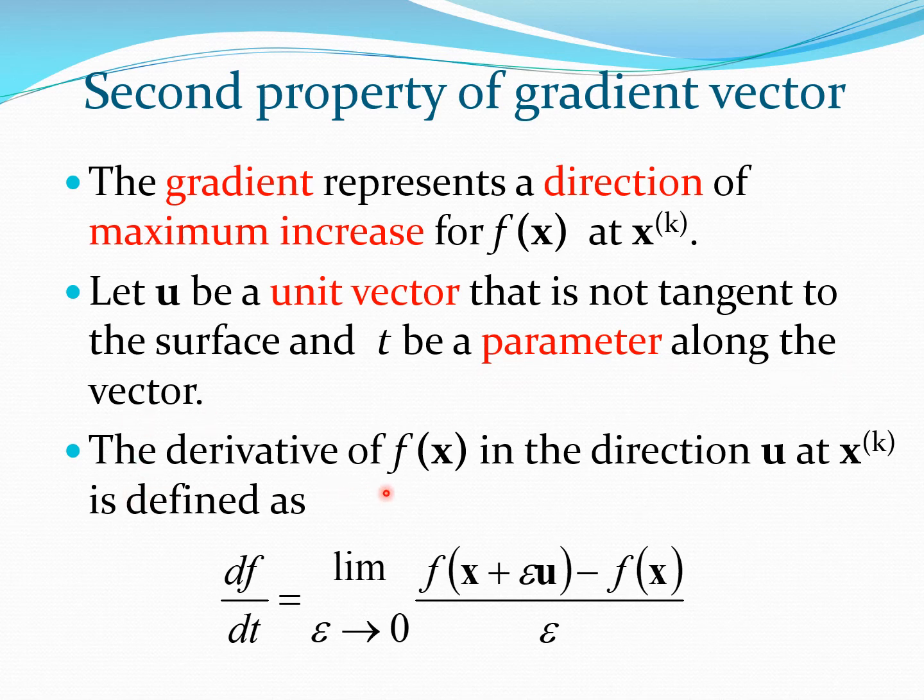So the derivative of f of x in the direction u at xk is defined as follows. df by dt, going back to the basic definition of a derivative, would be f of x plus epsilon u minus f of x, divided by epsilon, in the limit where epsilon tends to 0. This is the derivative definition, and what we are going to do is find an expression for f of x plus epsilon u using the Taylor series and then actually find this limit.